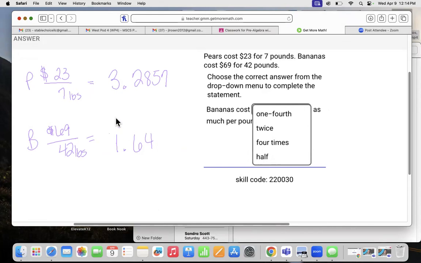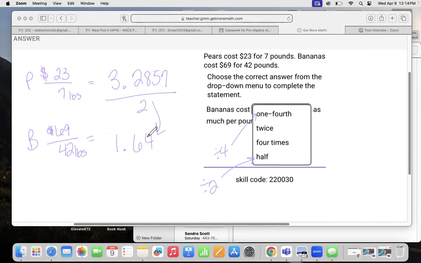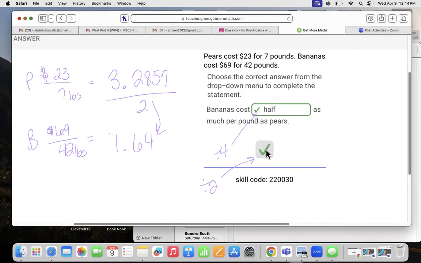So I'm going to go back to my calculator and I'm going to say 3.28 divided by 2 gets me 1.64, right? Because if it's half, that means divided by 2. If it's 1/4, that means divided by 4. So if I take this and divide it by 2, it gets me 1.64. So my answer is that it's half.